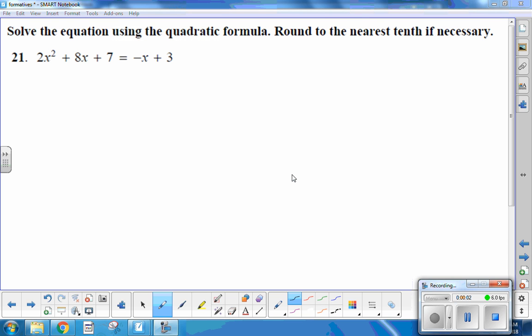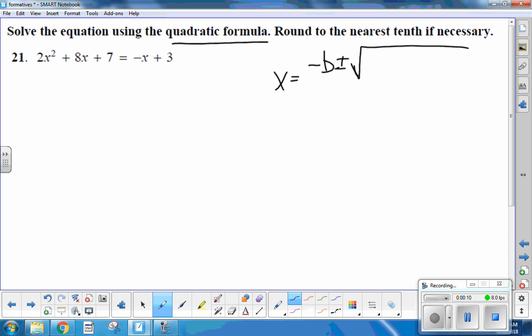Number 21, solve the equation using the quadratic formula. So I'm going to go ahead and write that formula down. All over 2a. And it says round to the nearest tenth, so that's going to be one decimal place if I need it. Okay, the first thing with quadratic formula, it has to be equal to 0.